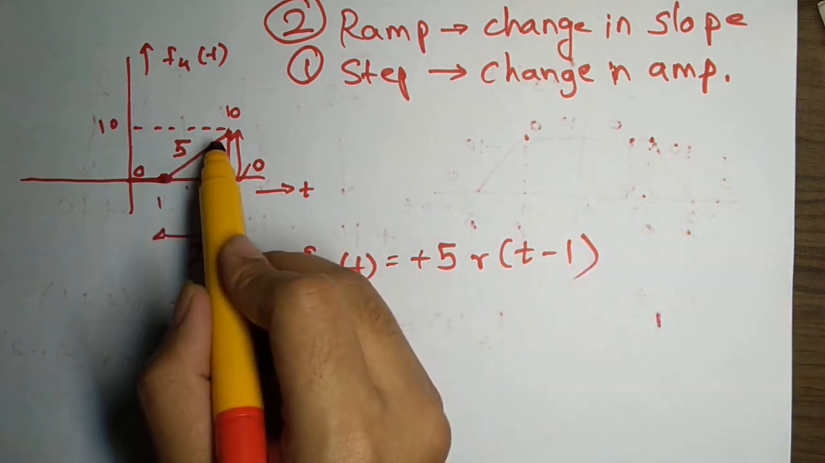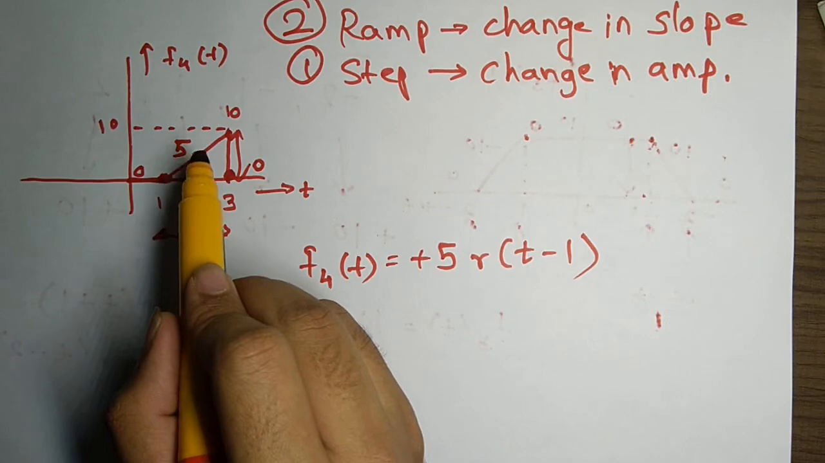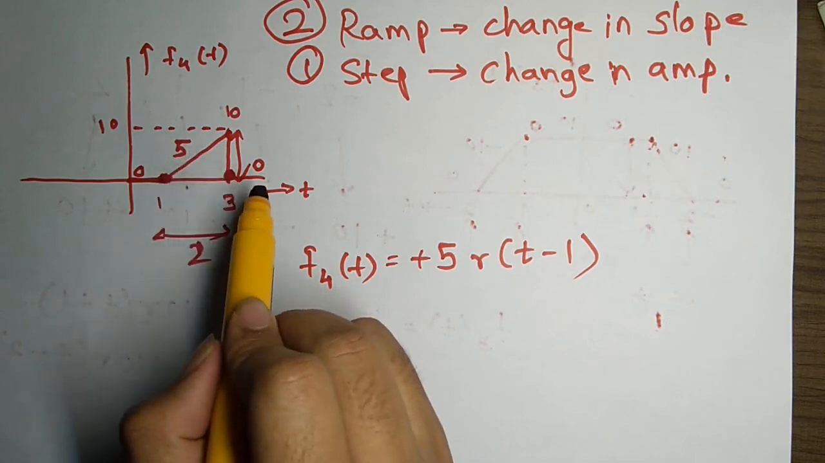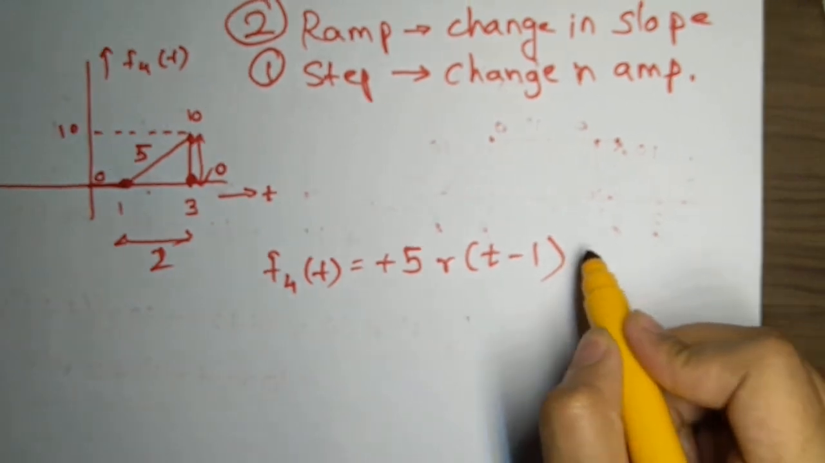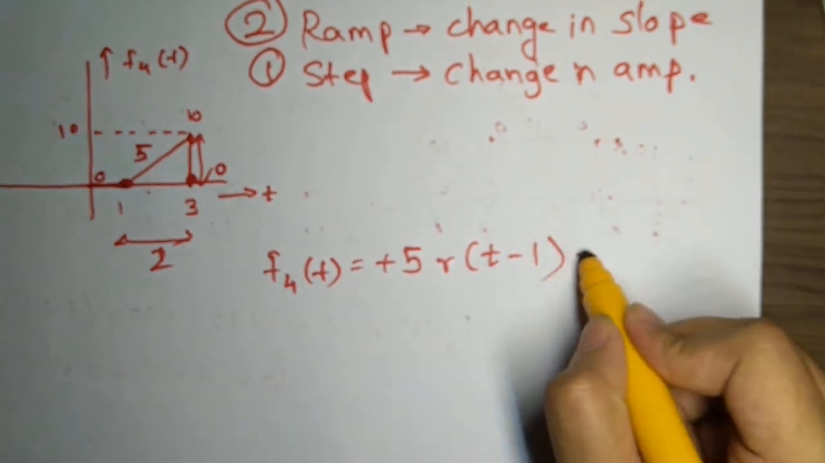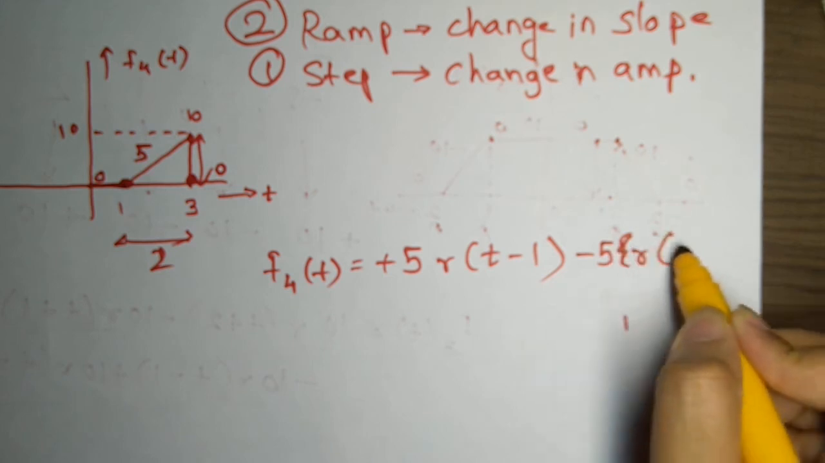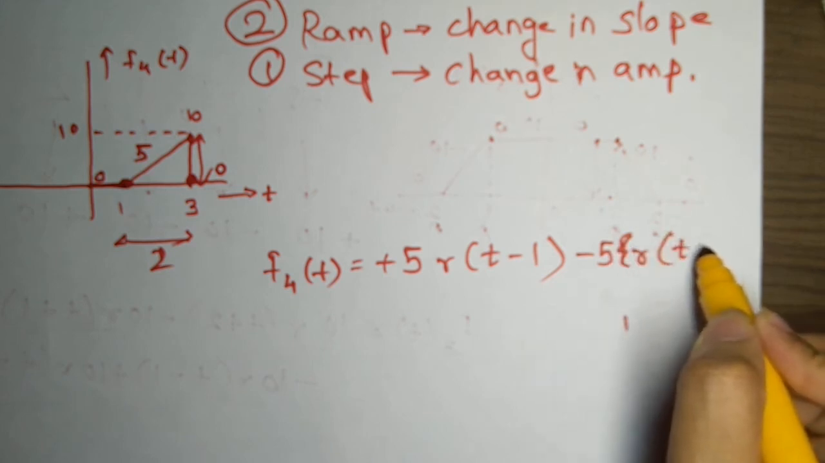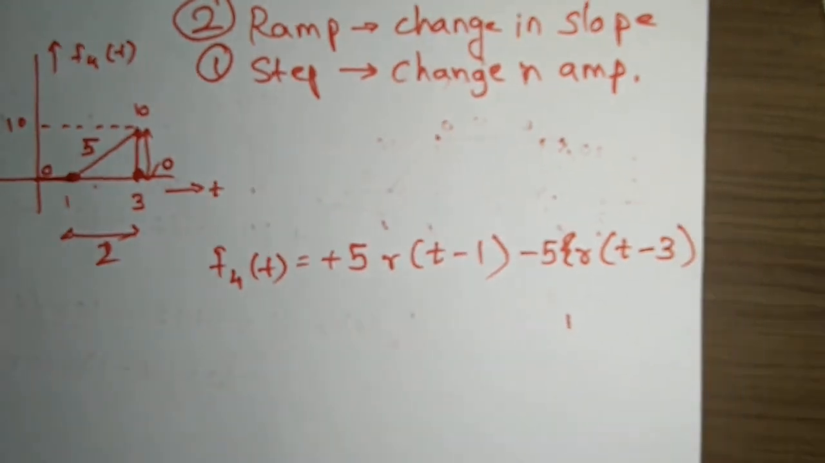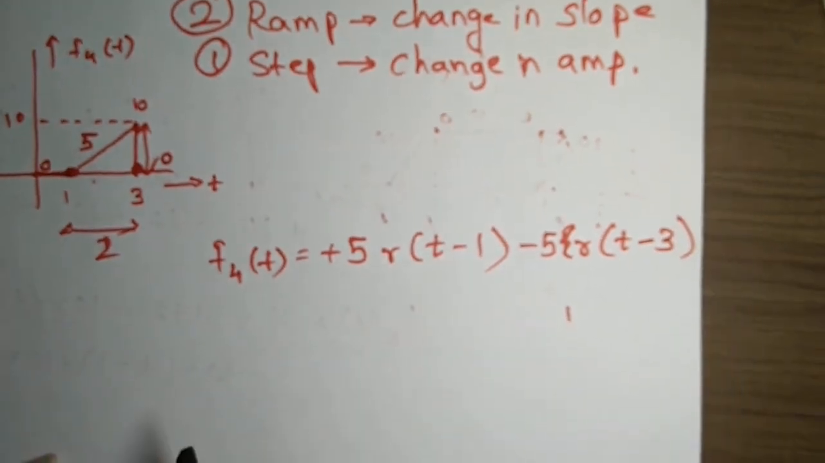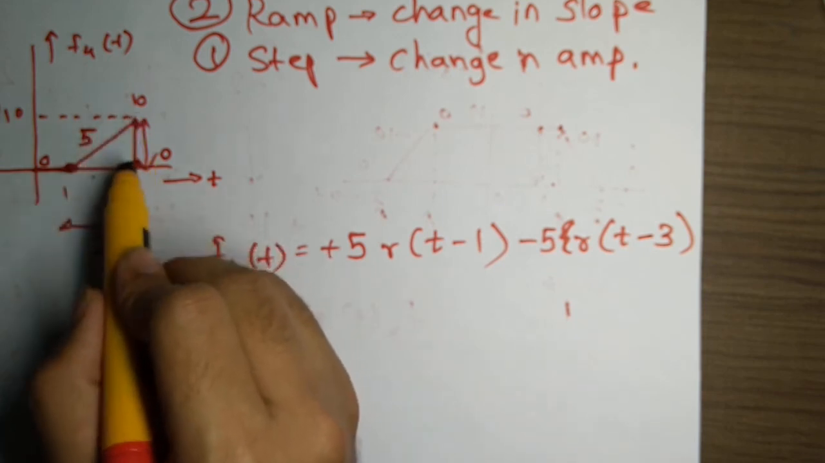Then at t equal to 3, the slope is changing from 5 to 0. So we'll write 0 minus 5, that is minus 5 r of t minus 3. Minus 5 r of t minus 3. Correct. And now we'll also write about the step.